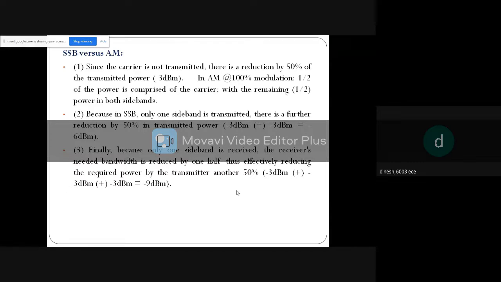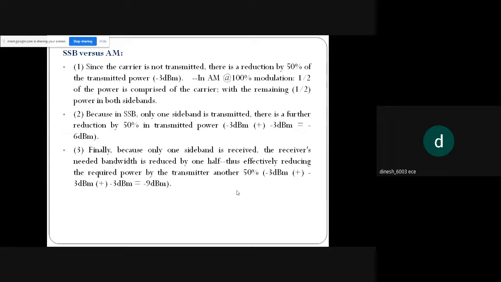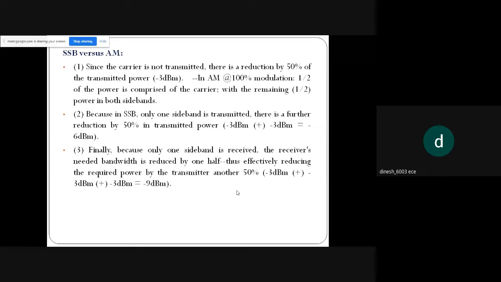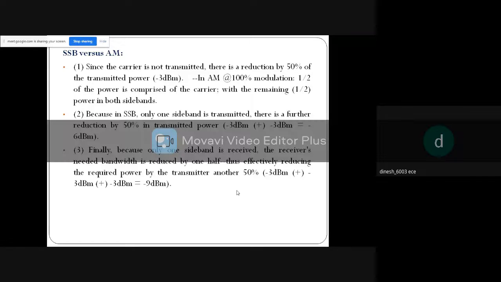This is the single sideband versus amplitude modulation difference, which most of you are familiar with, having studied it in your analog communication. Since the carrier is not transmitted, there is a reduction by 50% of the transmitted power, which is minus 3 decibels.